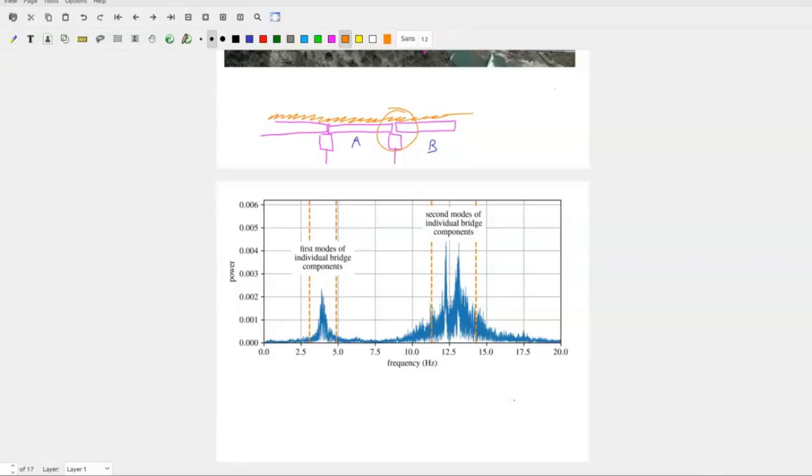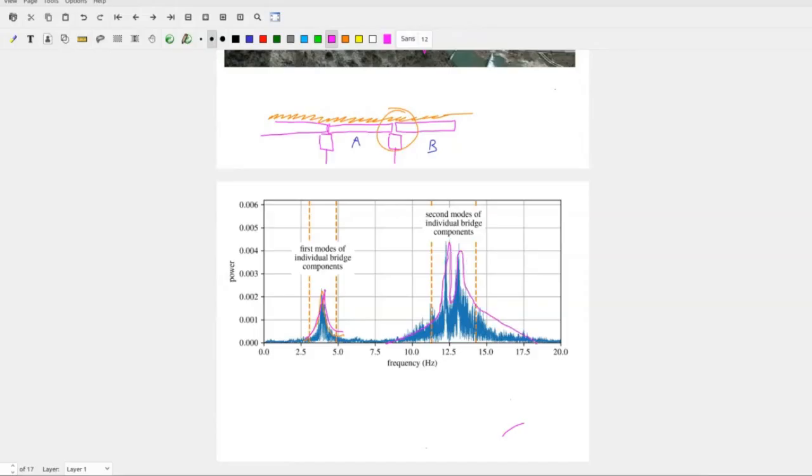And what you see here in this plot of the PSD, the power spectral density, you have your first modes, right? And each section of the bridge has its own first mode. And that first mode is relatively close to the first mode of other sections, but it's not the same. And so you have more of a distribution. And then here you have more or less the second modes.